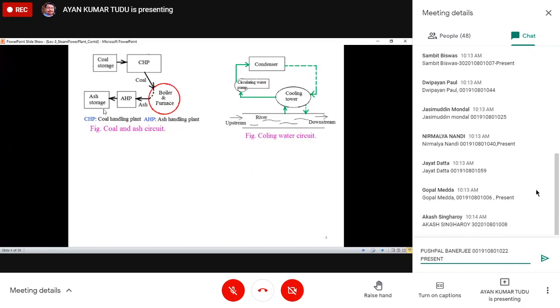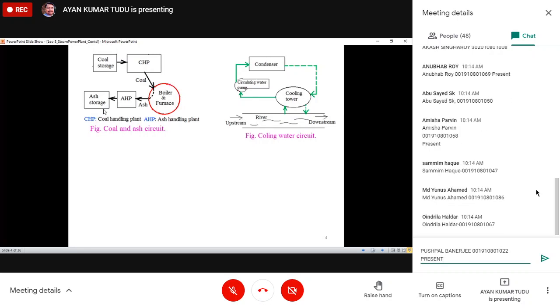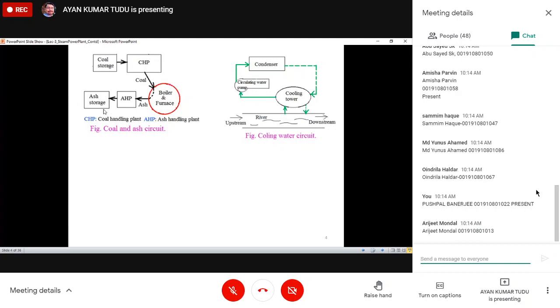So the ash is not thrown away nowadays, but rather used for other useful purposes, which we will go into in detail when we talk about the ash handling plant later in the classes.